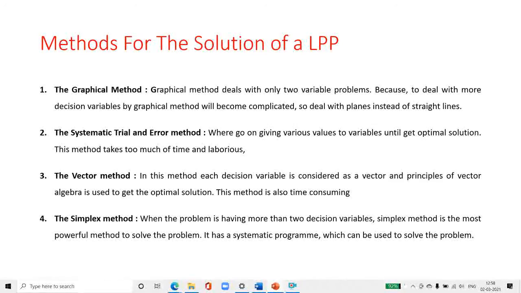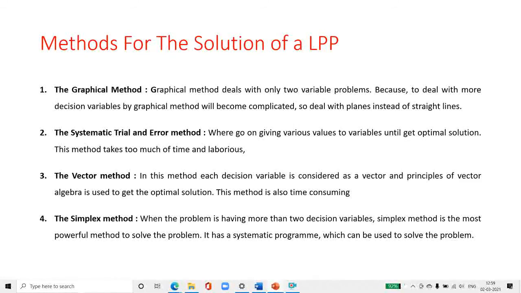The next is the vector method. In this method, each decision variable is considered as a vector, and the principles of vector algebra are used to get the optimal solution. This is a very time consuming process.